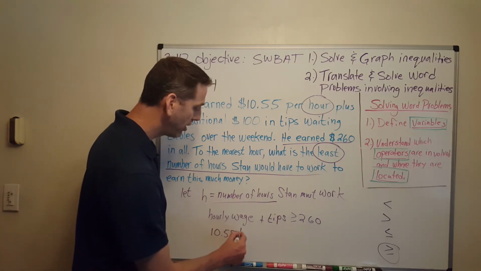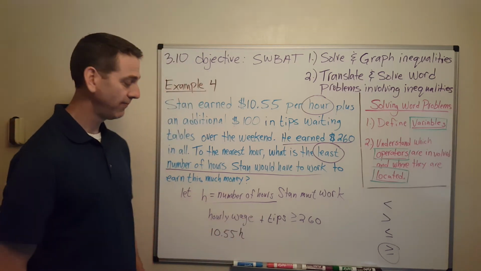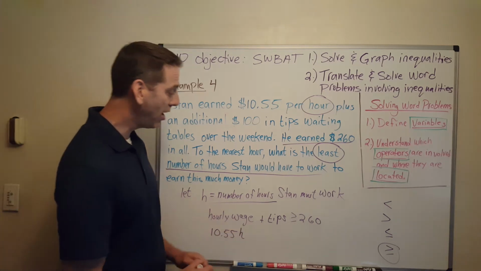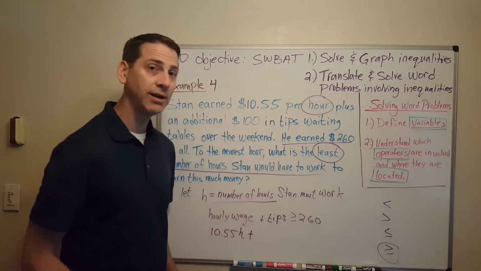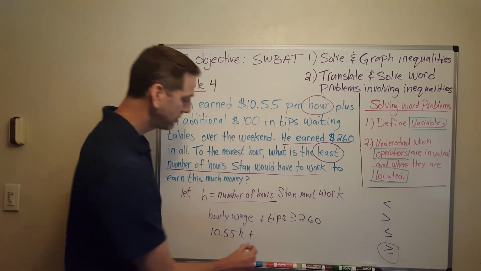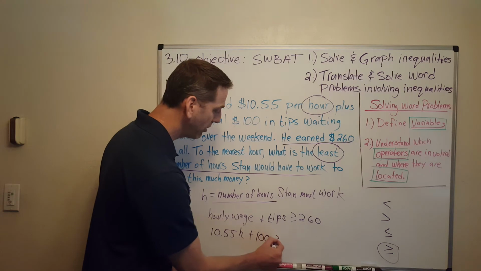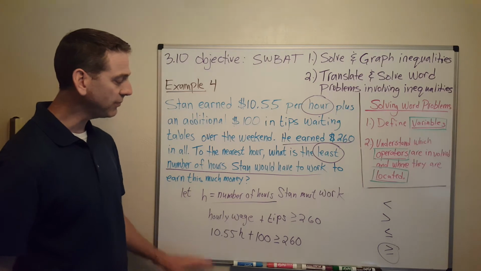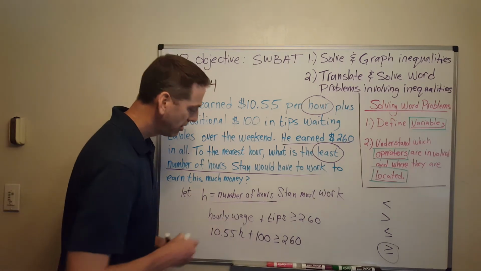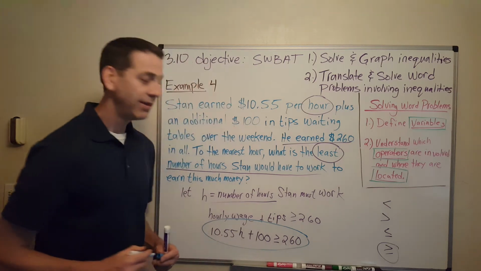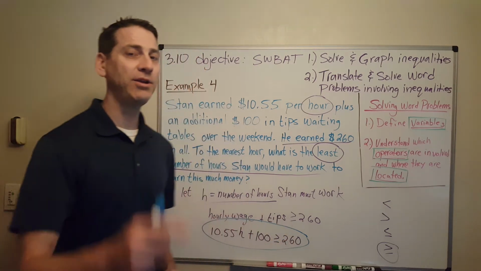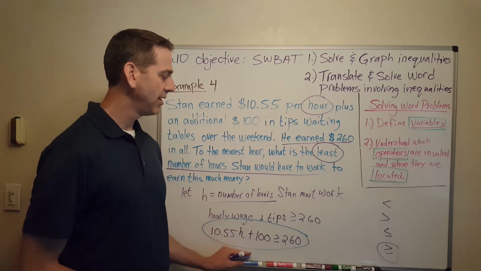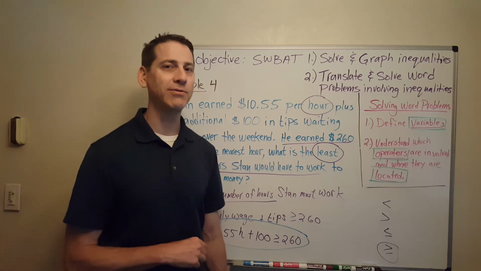Okay, so we're going to have to put an H right there. So 10.55 times how many hours he works plus tips. Do we know how much he earned in tips? $100. And that's greater than or equal to $260. Now there's my inequality. Right there. That's the hard part, setting it up, right? Now I'm going to let you solve this. Okay, pause the video and solve this inequality. And I'll give you the solution at the very end.